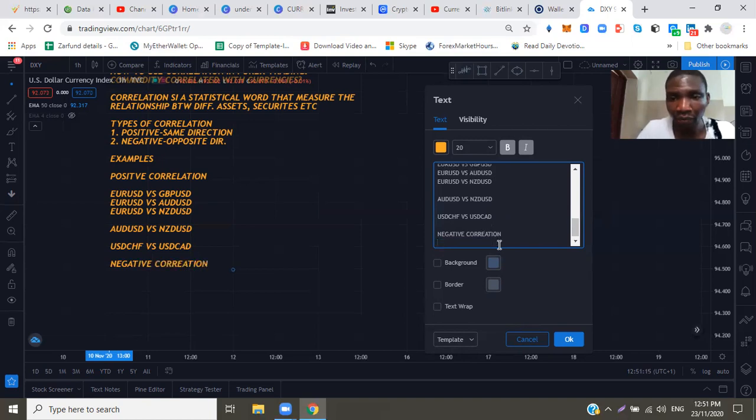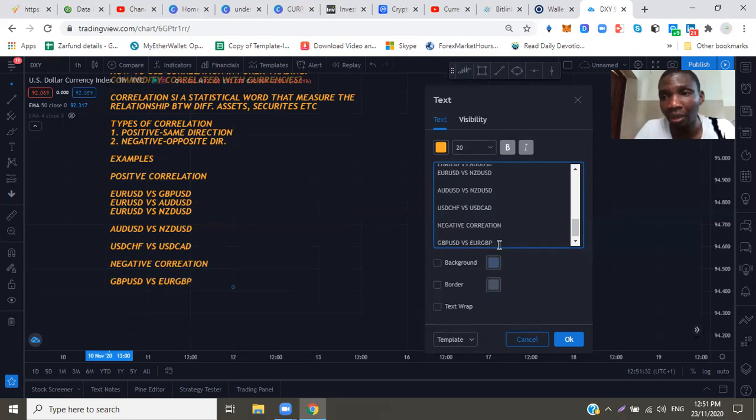For negative correlation, you have GBP USD versus Euro GBP. Euro GBP and GBP USD are actually negatively correlated pairs, which means that when GBP USD is buying, moving upwards, Euro GBP will be selling most of the time.